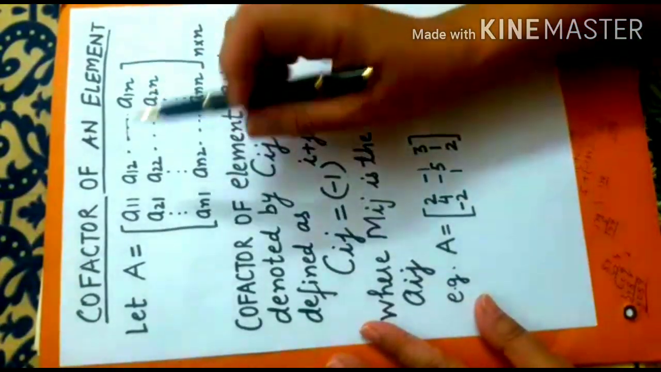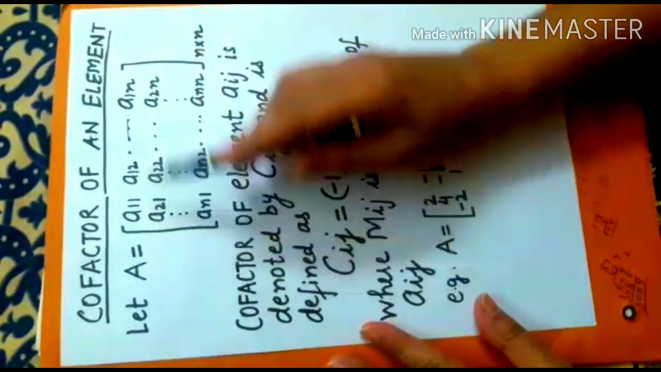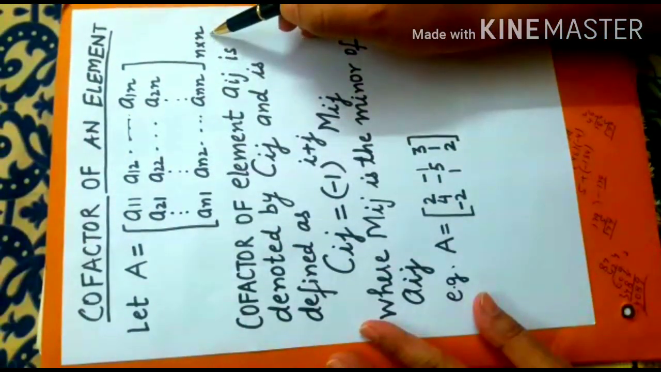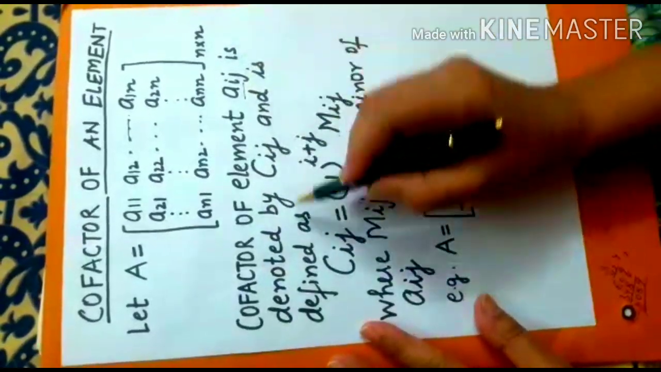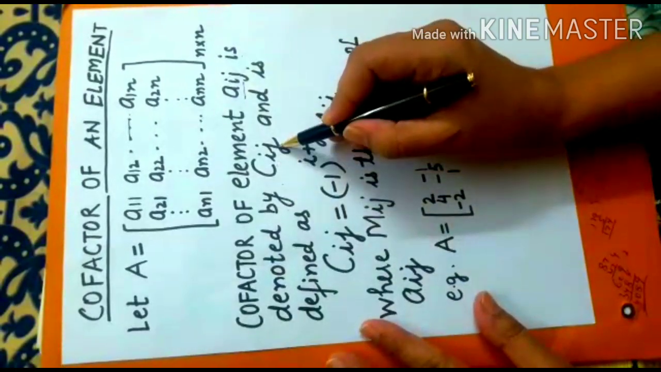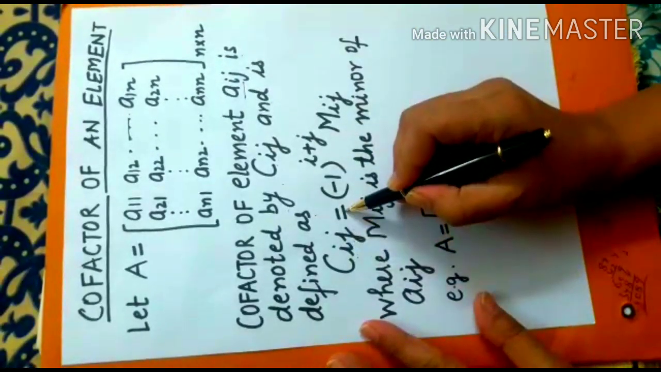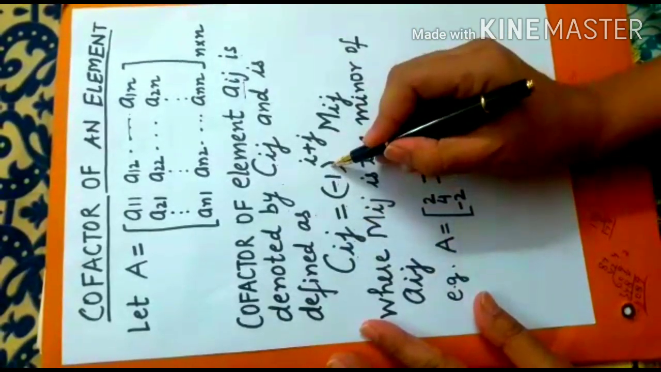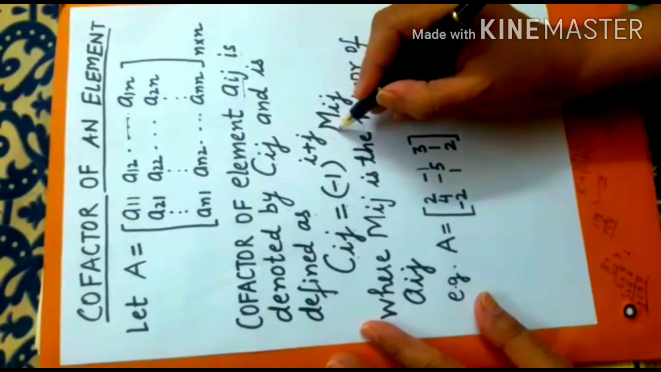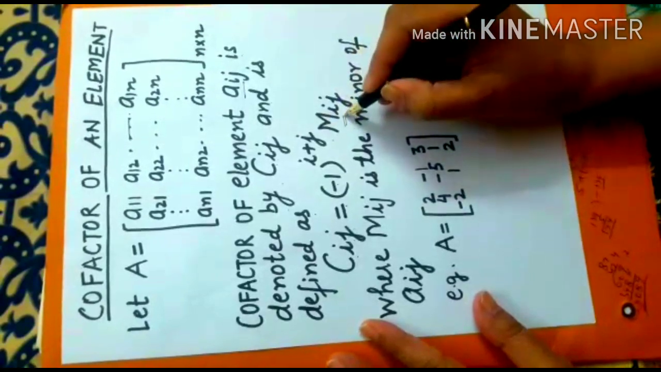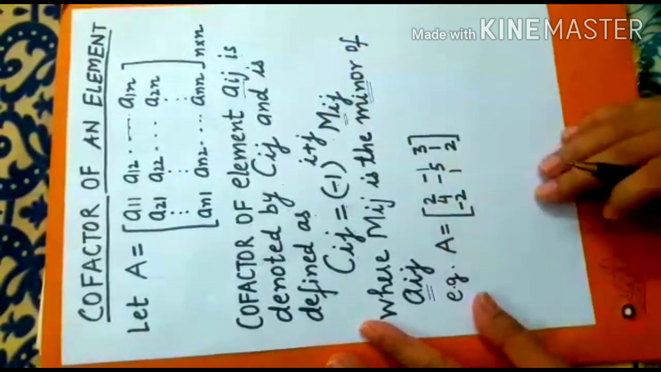Now we will discuss the cofactor of an element of a matrix. Let A be a square matrix of order n by n. The cofactor of the element Aij is denoted by Cij and is defined as Cij equals minus 1 raised to the power i plus j into Mij, where Mij is the minor of the element Aij.